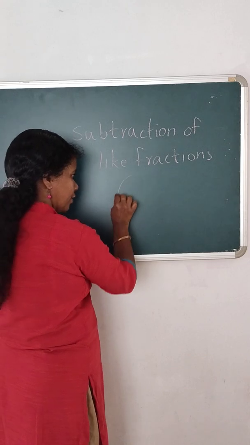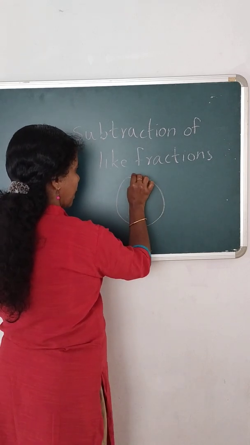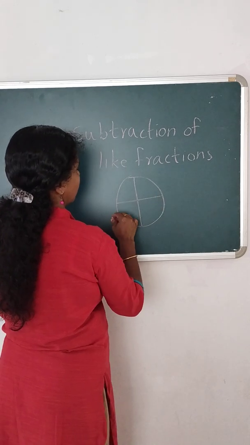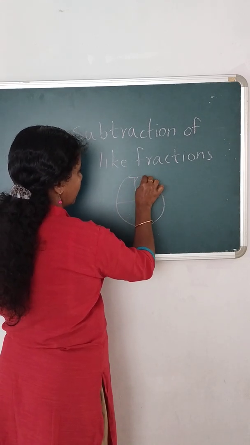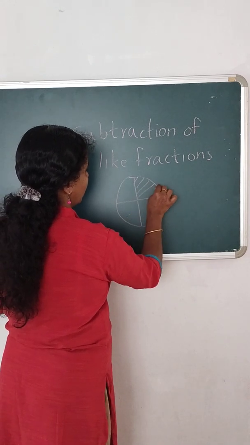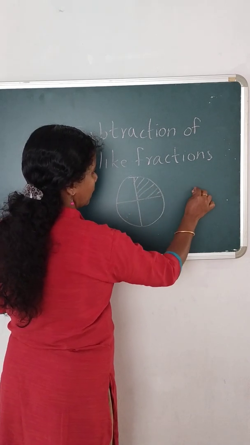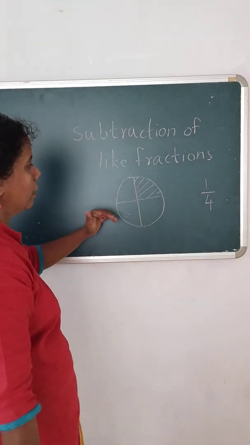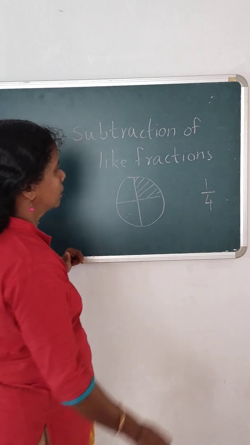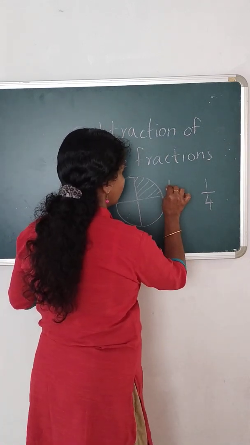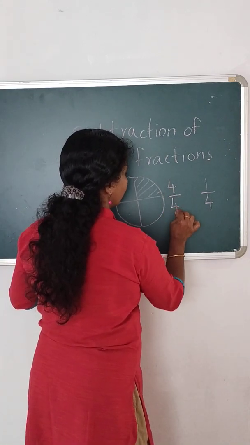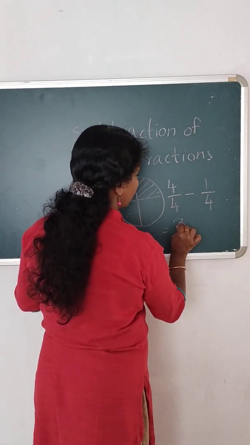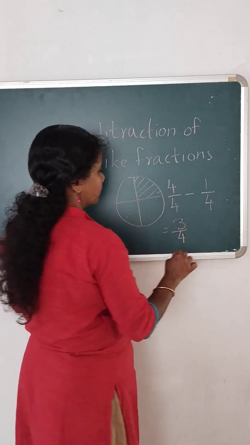Suppose we have a cake and I'm dividing it into 4 sections. Now I want to take one part of the cake out. So how many parts have I taken? 1 by 4. Now I want to check how many parts are remaining. So what is the total? 4 by 4. So 4 by 4 minus 1 by 4 will be 3 by 4.